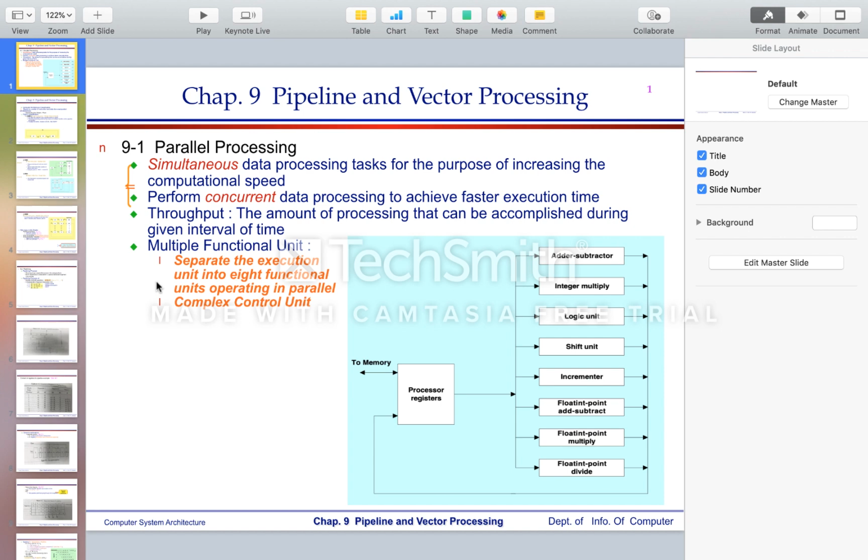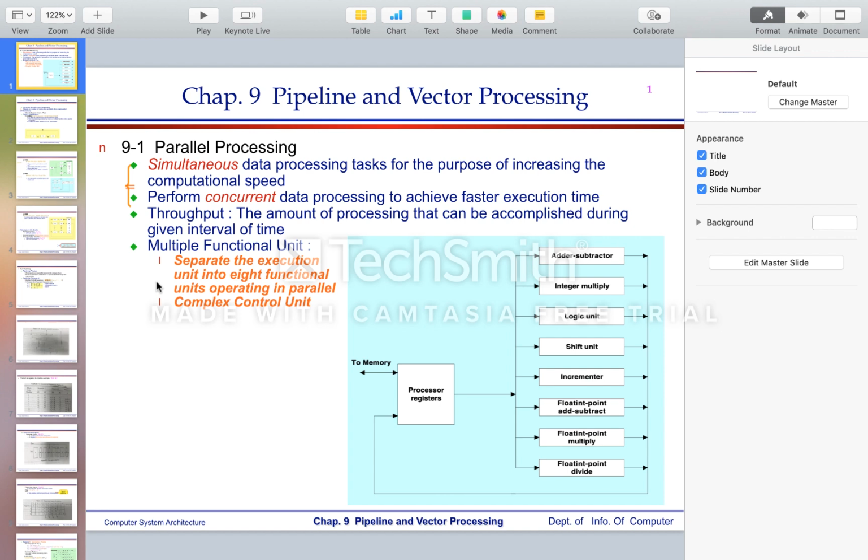So it increases the computational speed of the system, as well as it provides higher throughput. What is the meaning of throughput? It is the amount of processing, or the amount of tasks, which are completed per unit time.